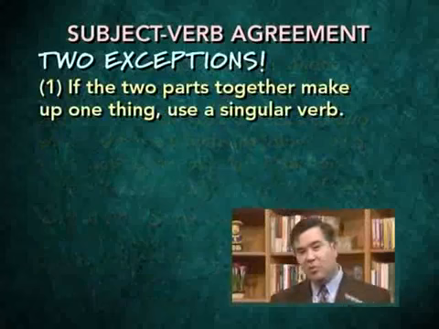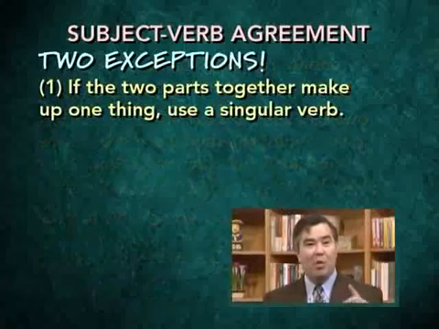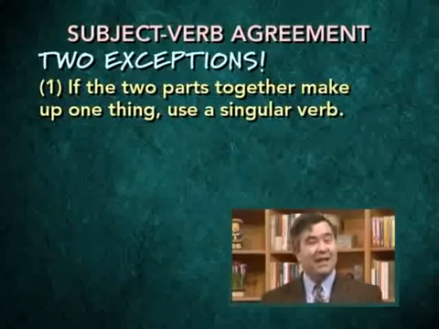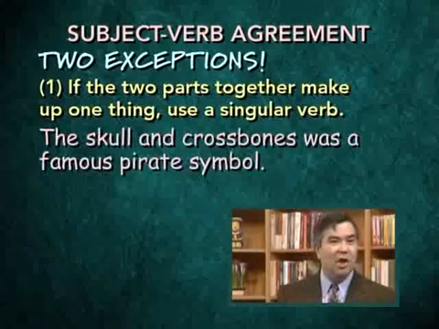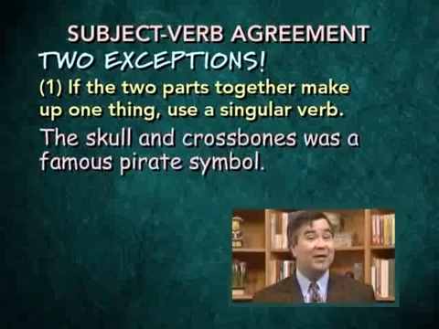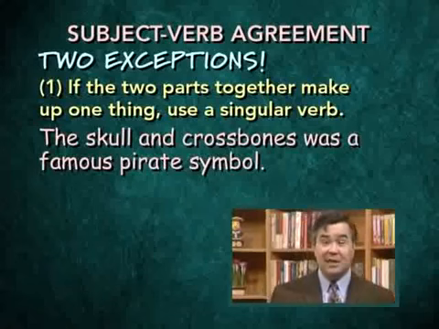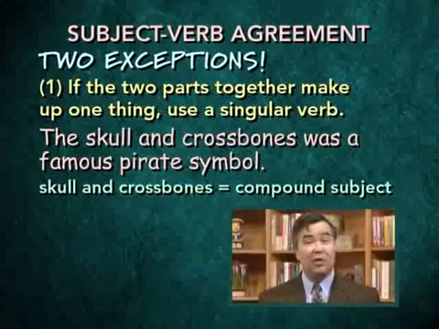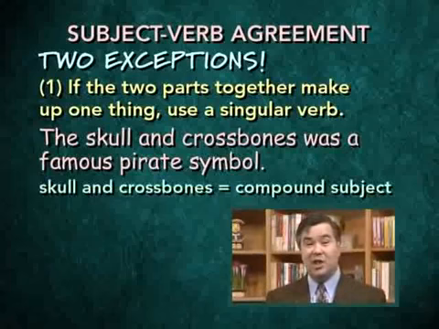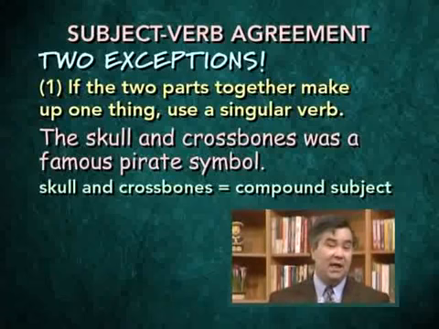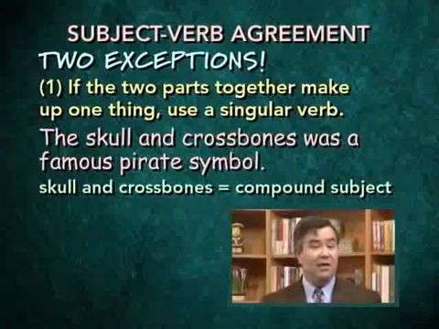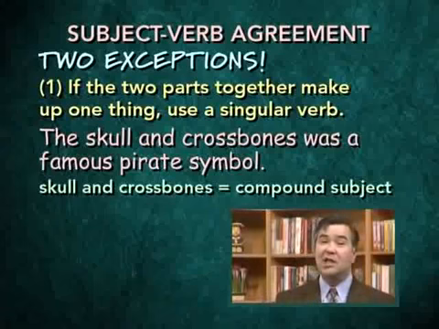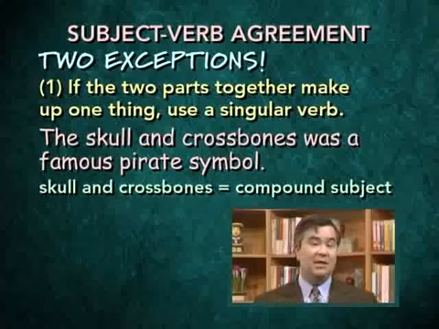First, if the 2 parts together make up one thing, use a singular verb rather than a plural verb. Here's an example. The skull and crossbones was a famous pirate symbol. Now, in this sentence, we have a compound subject, skull and crossbones, 2 things joined by the conjunction and. So your immediate inclination would probably be to say, well, this is a plural subject, and so we need a plural verb. And that means that the verb was is wrong. That's singular, and we should use the plural were instead.